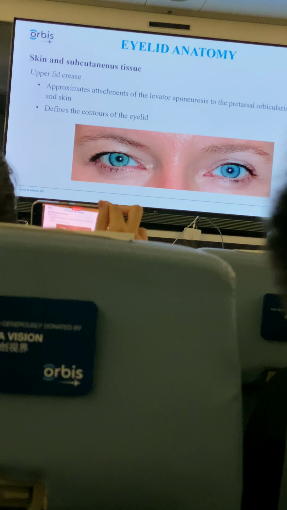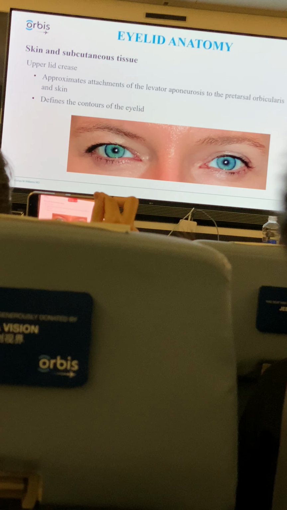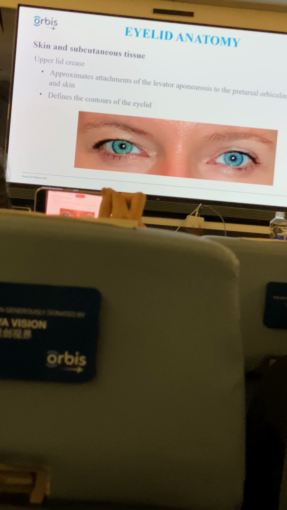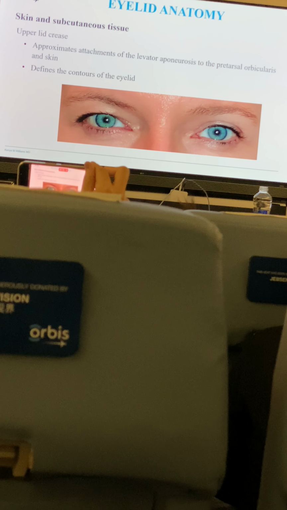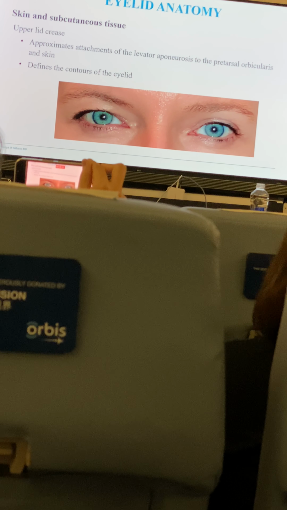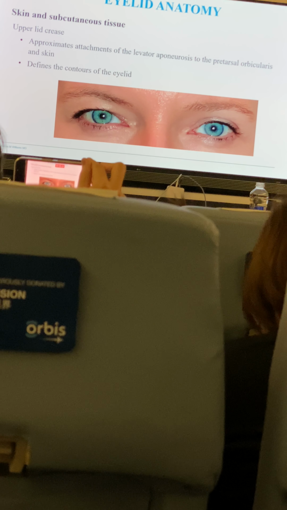On the right side, and in many Asian eyelids, the eyelid crease is lower, and the orbital fat, or the preaponeurotic fat, migrates further down towards the lashes.